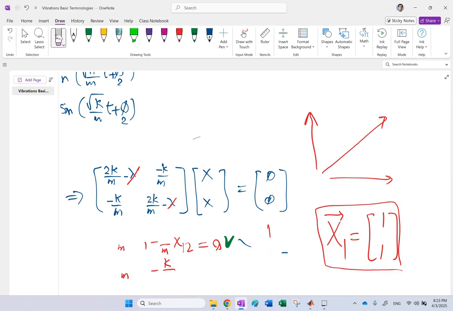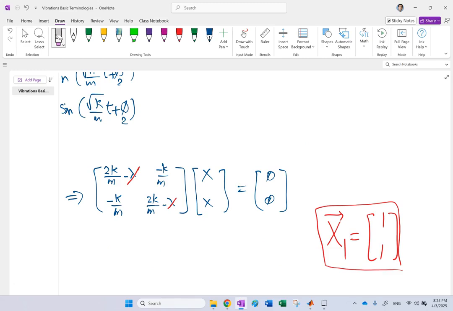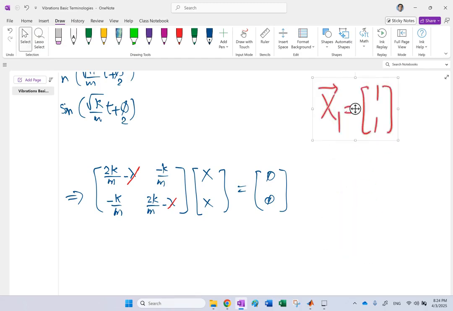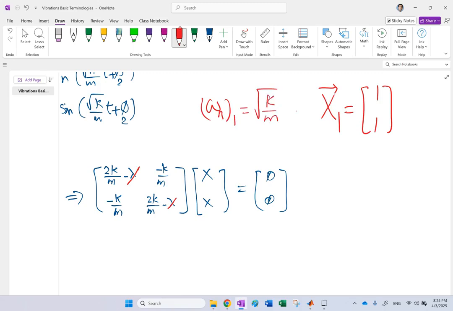Let me clean it up. So this here, I put it up there. That corresponds to omega n1 or lambda 1. That was square root k over m.